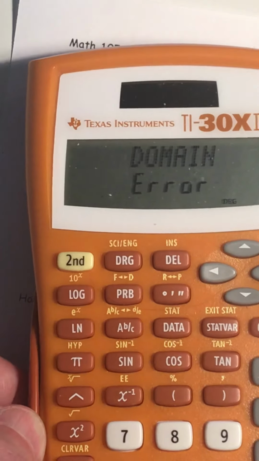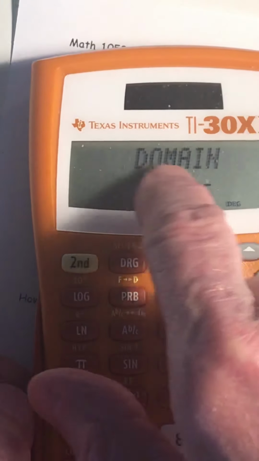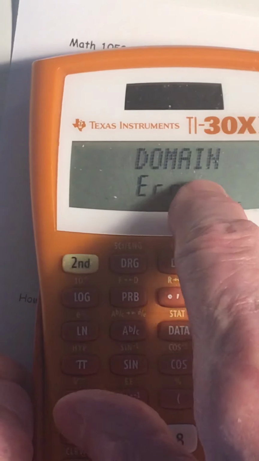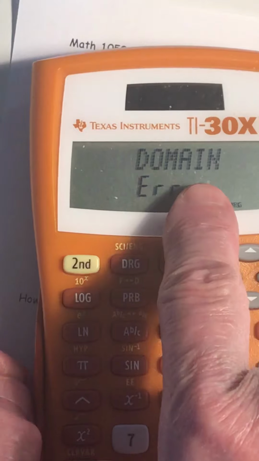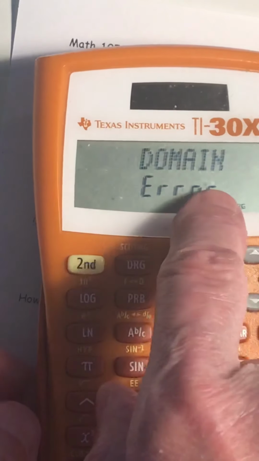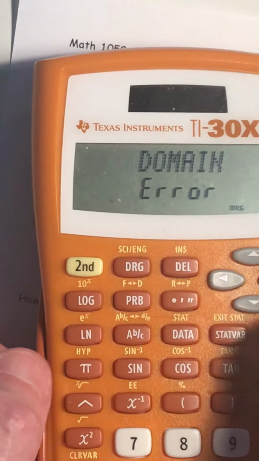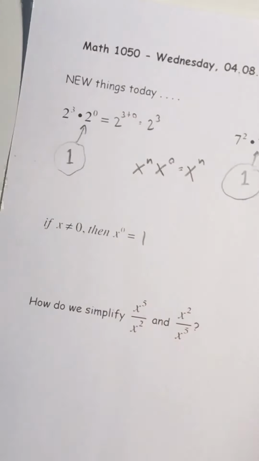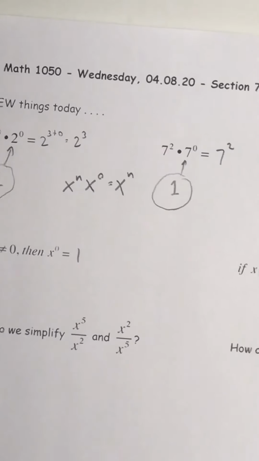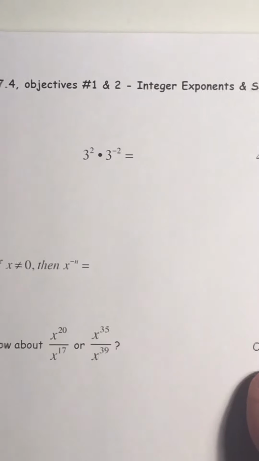I get domain error, which means the number we used doesn't behave, it isn't usable that way. Domain is the set of all numbers you can use as an input. So you'll learn more about that in 1075. So let's go over here now.